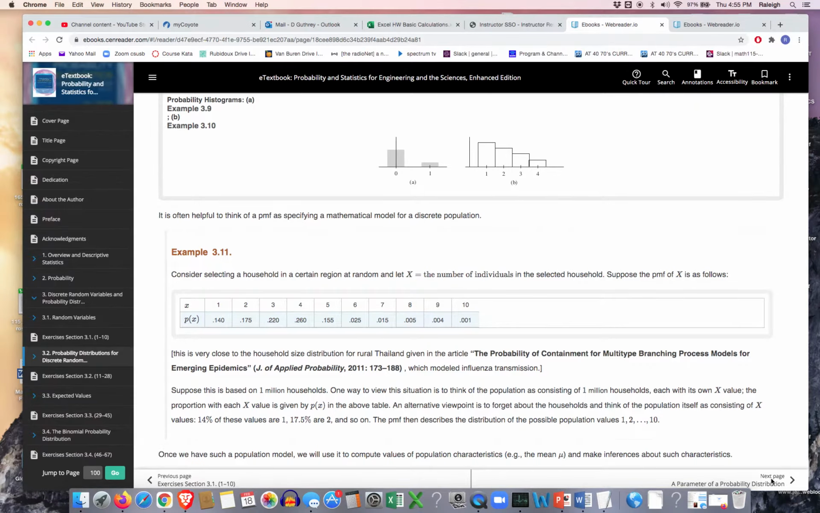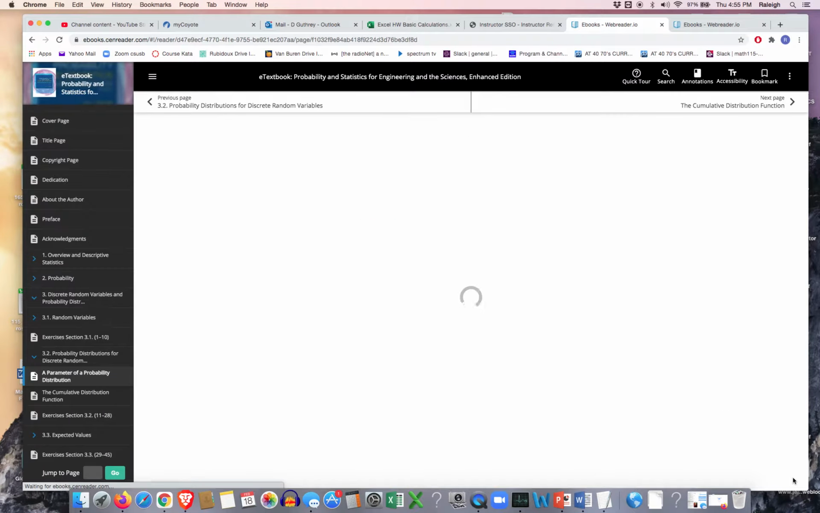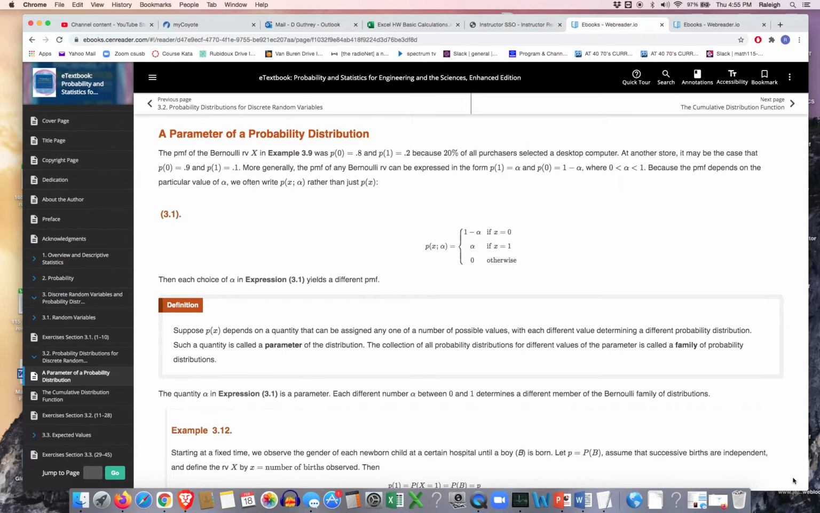Let's see what's up next as I try to click on this and see if it'll go. Okay, there we are. So now we have a parameter of a population distribution, and the most popular one is the mean. So we'll kind of focus on that, and we'll look at probability of x, and we'll see how they're going to explain this now. So we found before in example 3.9, P of 0 was 0.8, P of 1 was 0.2, and 20% of all purchases selected the desktop.